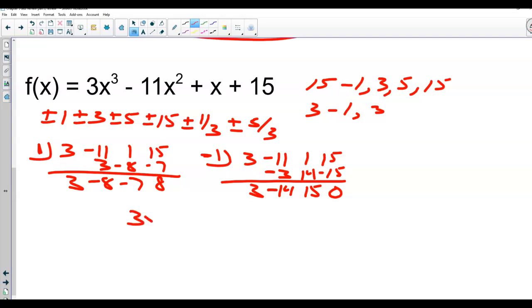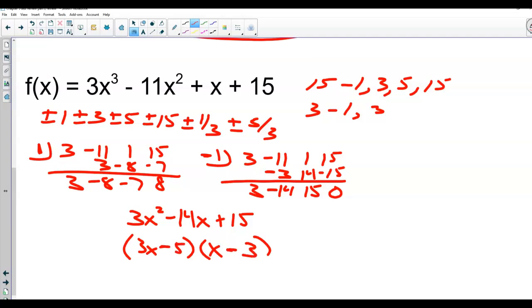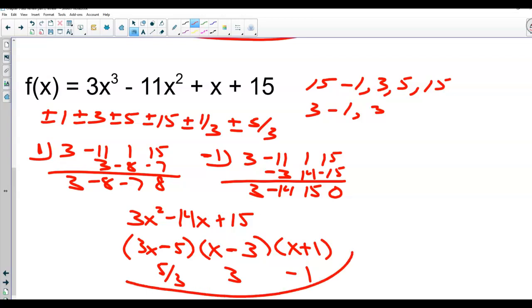So now I'm going to factor 3x squared minus 14x plus 15. 3x and x. That's going to give me a -5 and a -3. That gets me my -14x in the middle. The x minus 1 is represented by a factor of x plus 1. So 5/3, 3, and -1 is my answers. So those are my factors, those are my zeros.